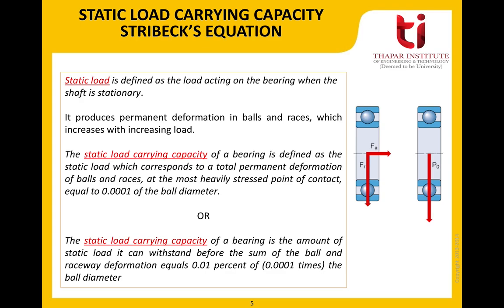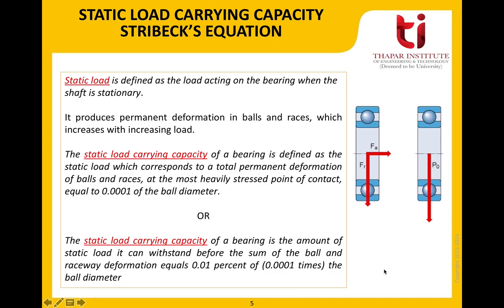So, a formal definition of static load carrying capacity would be that the static load carrying capacity of a bearing is defined as the static load which corresponds to a total permanent deformation of balls and races at the most heavily stressed point of contact, equal to 0.0001 of the ball diameter. So this is what you would call the most heavily stressed point of contact.